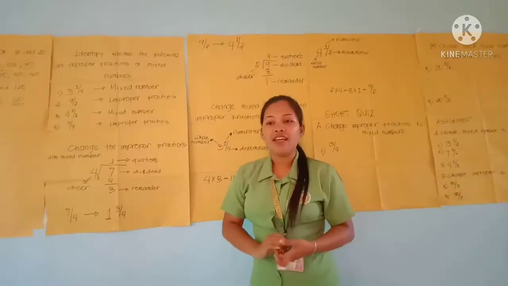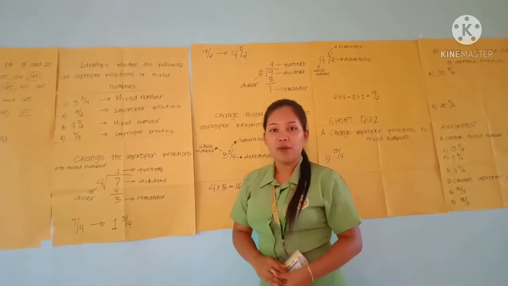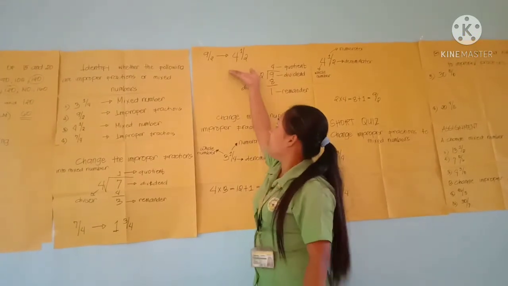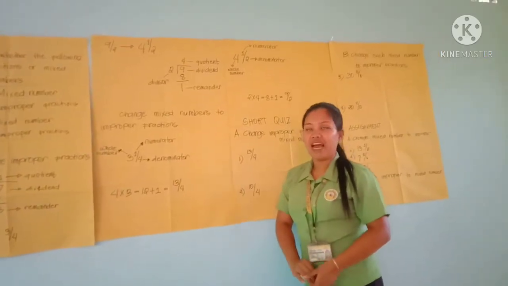Rachel, can you please go to the board and change the work of Regine into an improper fraction. This one, the 4 and 1/2. Thank you, Rachel. So let's check her answer.